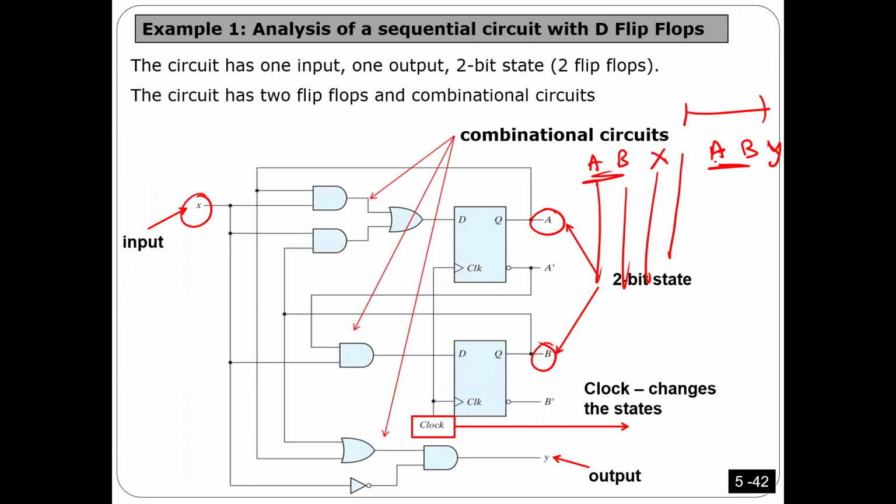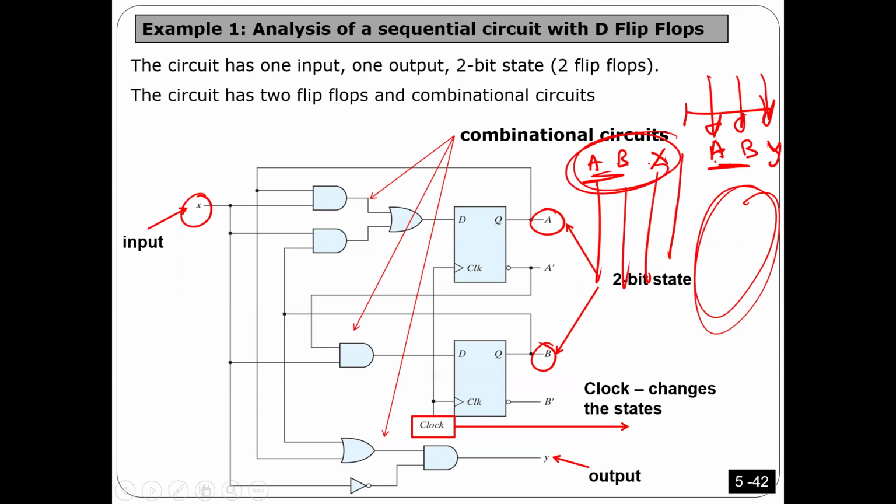So here, in the input, I'm gonna put the state and also the input. In the output, I'm gonna put the output and also the state, because the state is gonna change. Okay? For every input, the state may change. So I need to calculate the new state. To do that, I need to find the equation for A, the equation for B, and the equation for Y. These equations should be functions of A, B, and X.